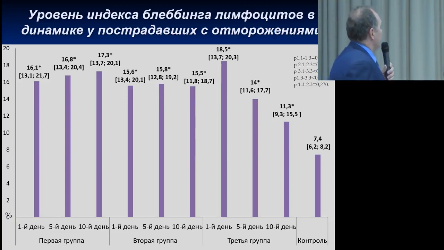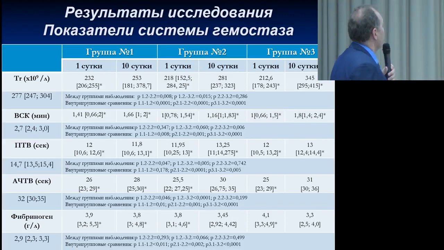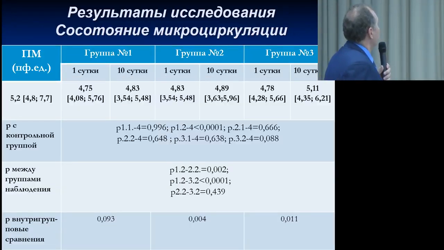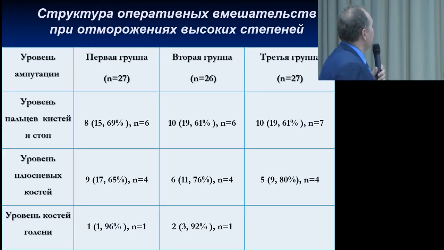The blebbing of lymphocyte index was studied in cold injury patients, and the treatment was the most effective in the third group of patients with ozone, where major autohemotherapy was used. When treating this category of patients, hemostasis was analyzed: coagulation, the number of platelets, fibrinogen. These values improved, the coagulation time improved, and the results were better when the ozone therapy was used as part of the equation. Also, the microcirculation state was activated when the ozone therapy was made part of the equation, better than in the traditional approach. The third group had the better results.